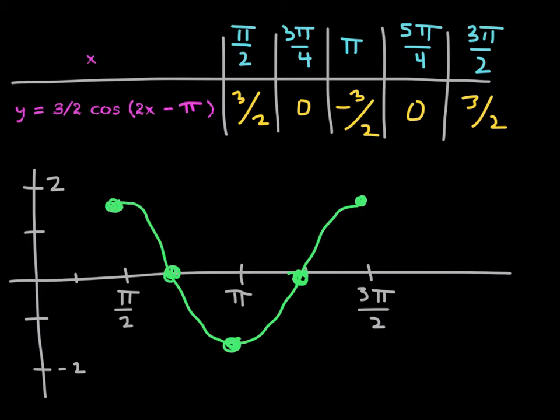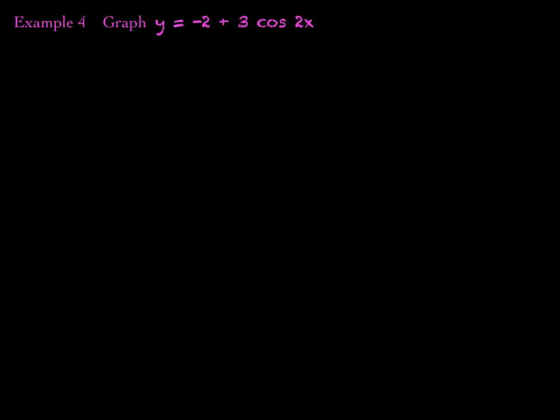All right, let's look at another example. We're going to graph this function y is equal to negative 2 plus 3 times cosine of 2x. Now, let me call a few things out. First of all, notice that there is no phase shift. There is, however, a horizontal shrink happening because of this 2. There is also a vertical stretch by a factor of 3. Now, this is the first time there is a vertical translation, and that is negative 2. That's 2 units downward.